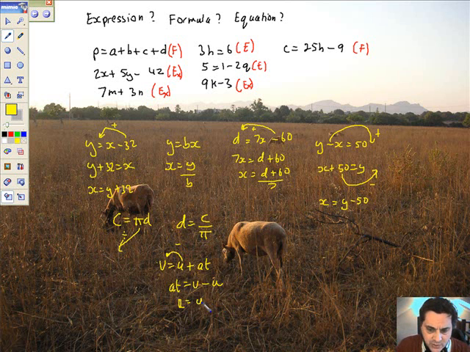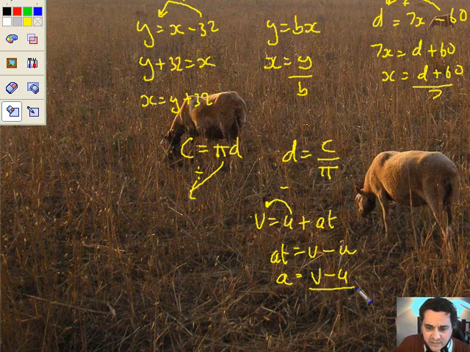To get the a on its own, a equals v. Getting a bit confused here. Let's write it neater. That'll be fine. So I want a equals v minus u, and the t is multiplying like I said before, so take it over and divide, and that's that formula rearranged.